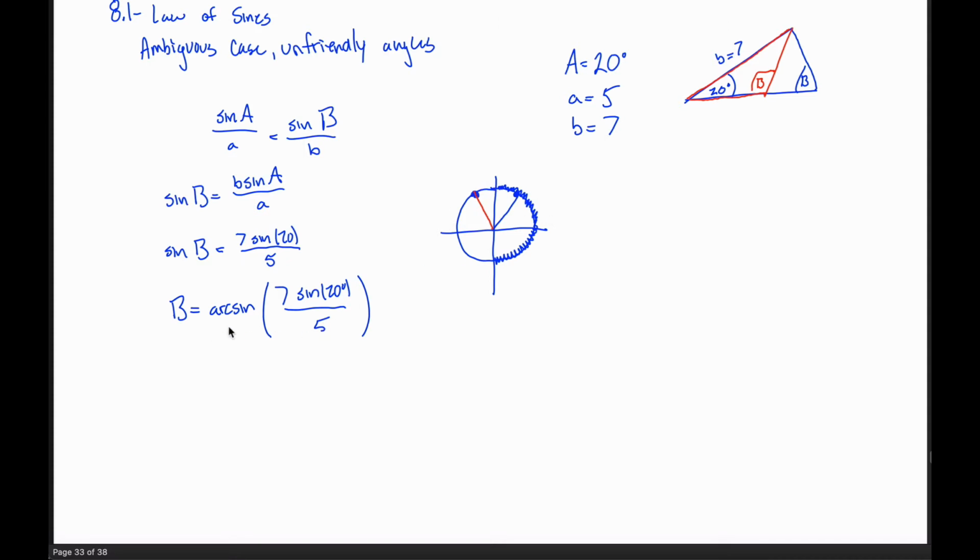So in the case of this picture, this is telling me the angle in blue. It's not telling me the angle in red. But if I know this angle in blue, I can take advantage of some symmetry.